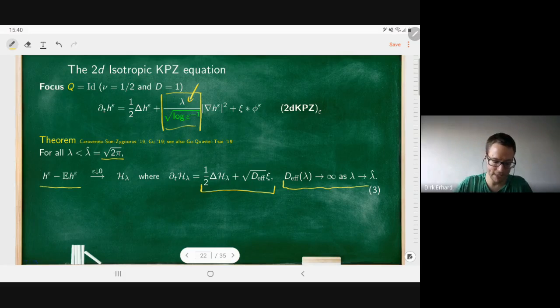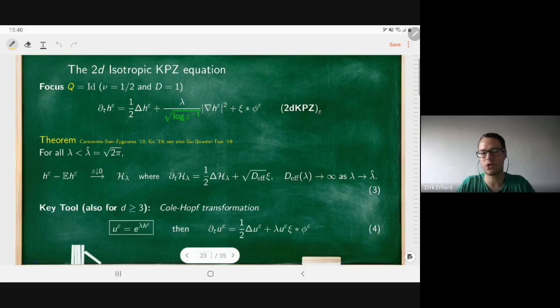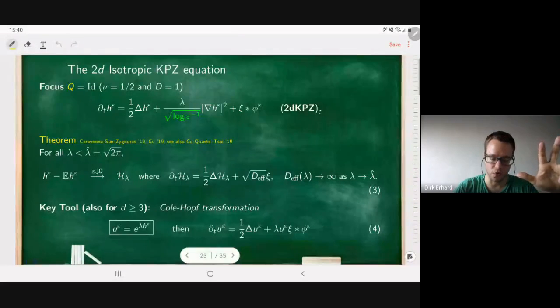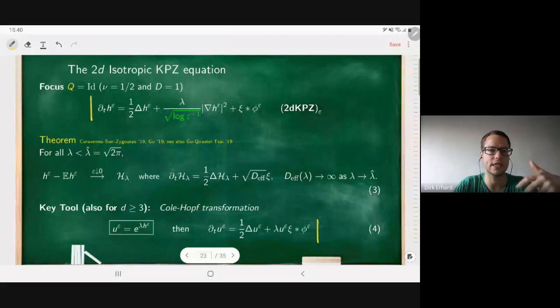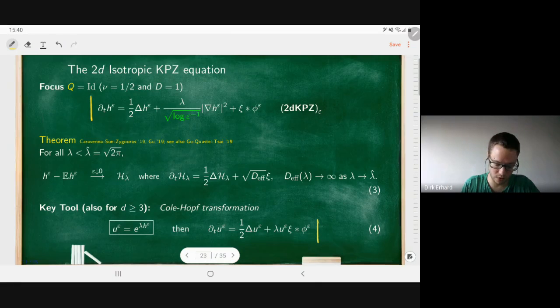Okay. And so why did they use this choice of Q, the identity matrix? There's a trick called Cole-Hopf transform, which allows you to go from this equation to a more linear equation, which turns out you can treat. That's also the reason why they choose D larger or equal to 3 times the identity matrix, so that you can make this transformation. Okay. So let's go to the anisotropic case. So that's what we worked on.